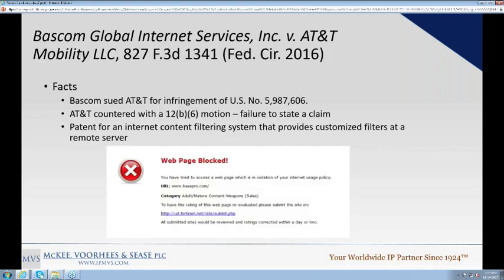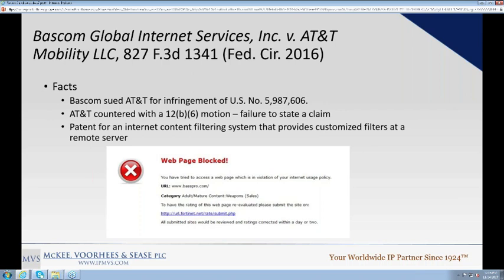So the next case that came down, or not the next case, but one of the other next cases that came down was Bascom Global versus AT&T. And Bascom sued AT&T for infringement of this patent. And AT&T countered with a 12(b)(6) motion saying there's failure to state a claim upon which relief can be granted because your patent's invalid under Section 101.